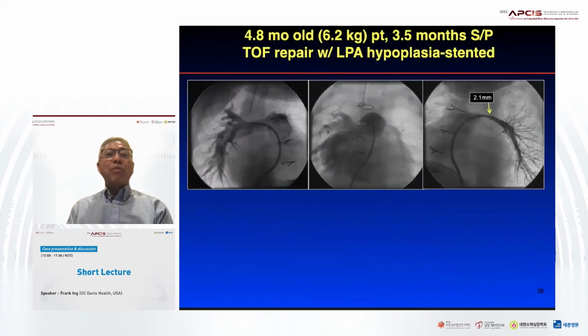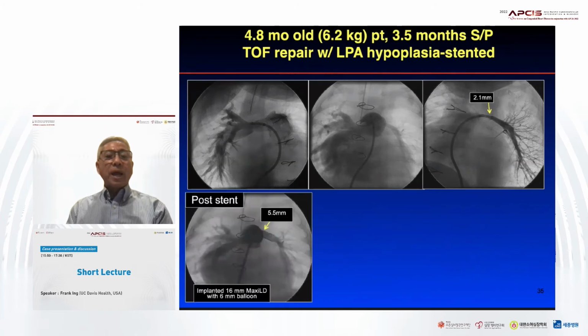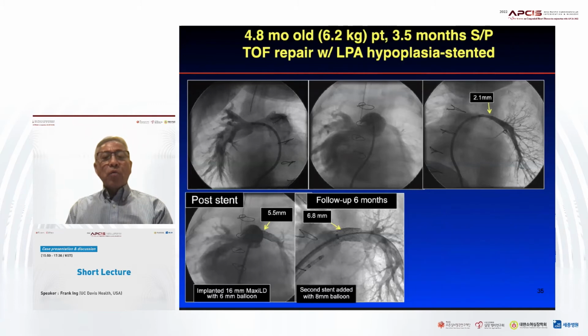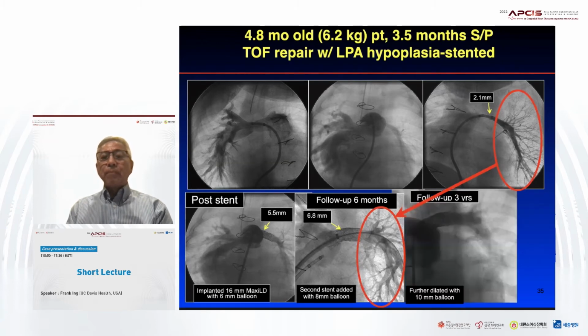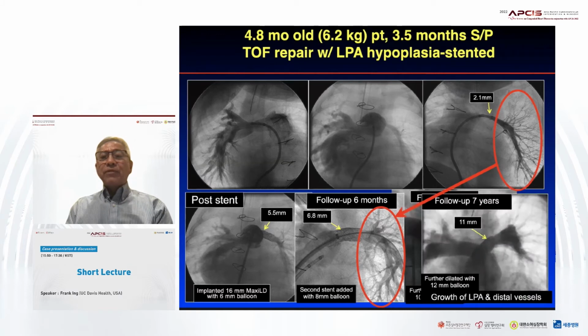Here's an example of a 4.8 month old, 6 kilogram, who had a TET repair. You see how hypoplastic the LPA is, 2 millimeters in diameter. We put the stent in, increased it to 5.5, then at follow-up in 6 months, 6.8 millimeters. And you can see how the distal vessels are growing because now you're getting better flow through the LPA here. 3-year follow-up and then 7-year follow-up.